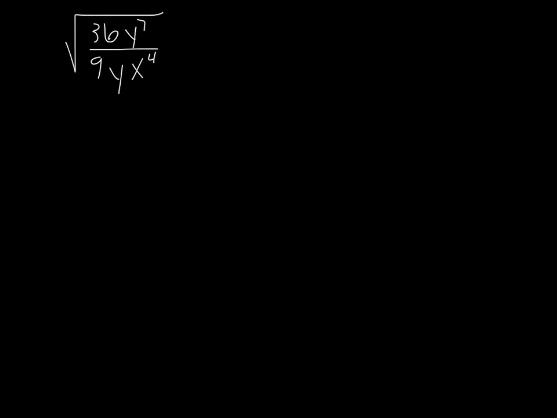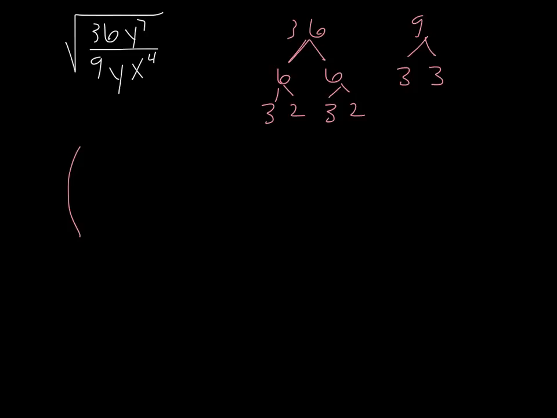So here's my problem. The first thing I'm going to do is write my 36 and my 9 in prime factorization. So my prime factorization for 36 would be 3 squared times 2 squared. I still have my y to the 7th. The prime factorization for 9 would be 3 squared.